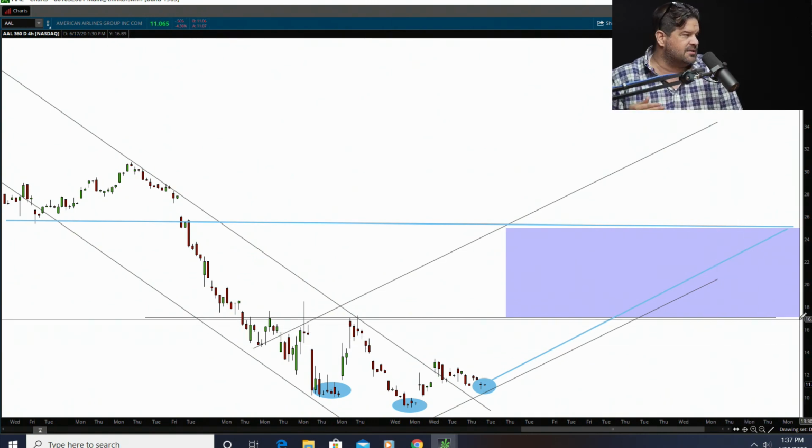You can find these patterns over and over and over again in the market. Keep on looking for head and shoulders.